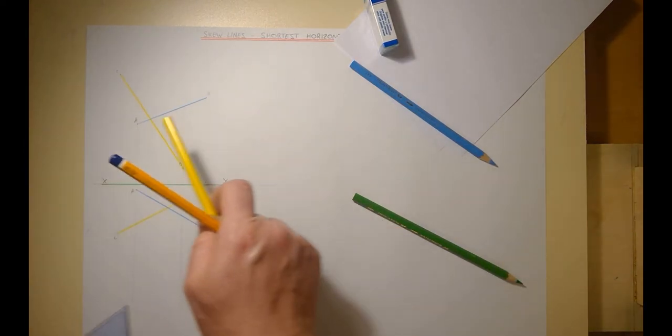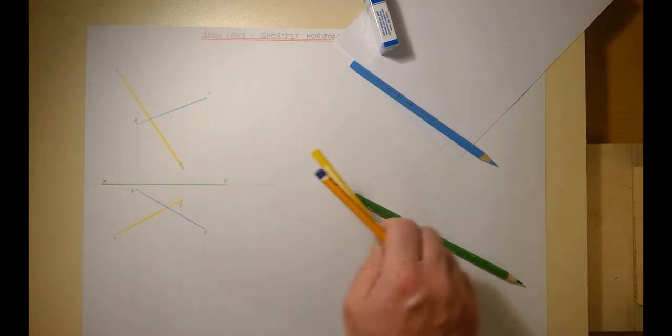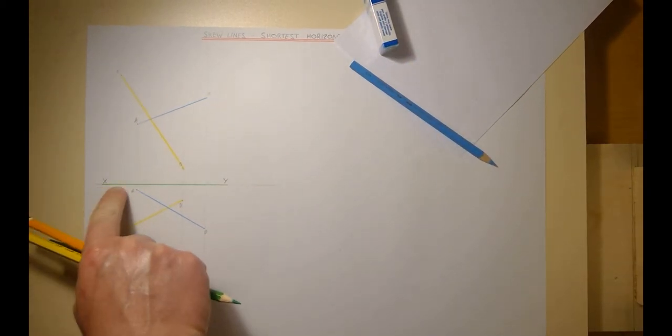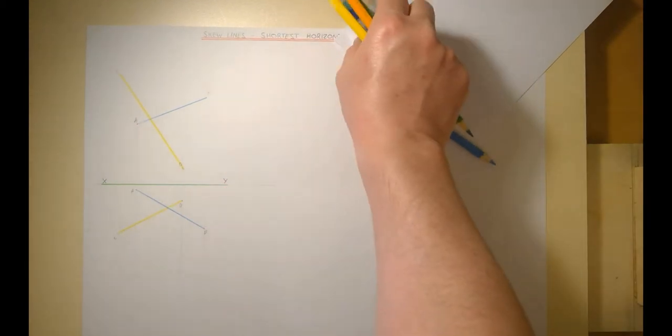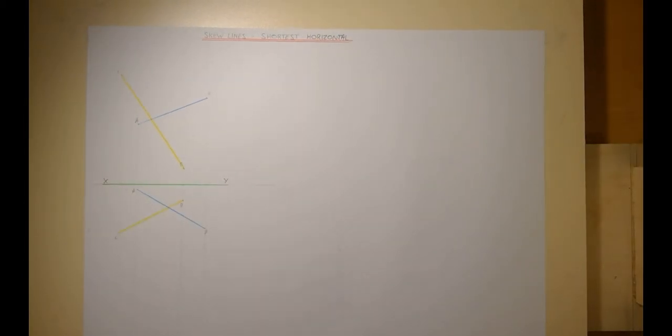Now I have my skew lines lined out. My AB I have in blue, my CD I have in yellow, in both plan and elevation. I took my ground line, my XY, as my green line, and I'm going to keep that going throughout the views with those same colours. So the first thing with our skew lines is we want to make one of these into a plane, and we're going to use the other one to help us do that.